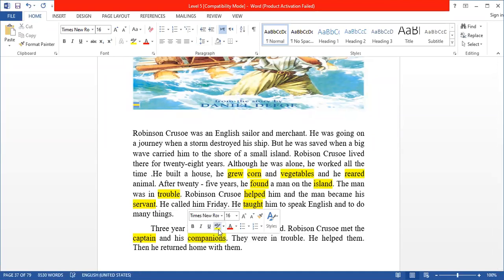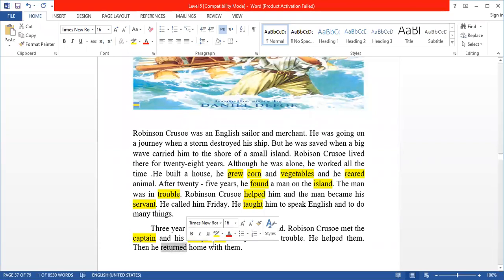Companions. They were in trouble, they had a problem. He helped them. Robinson Crusoe helped them. Then he returned home with them.